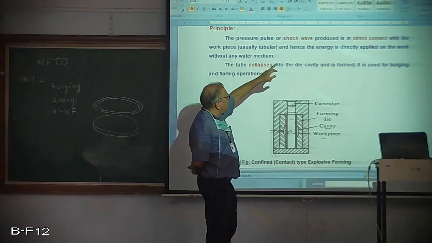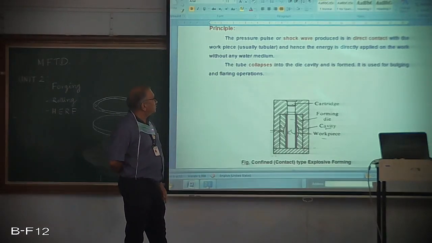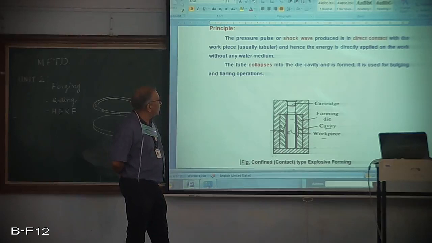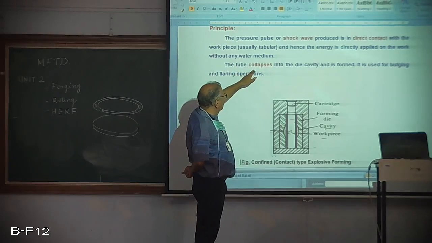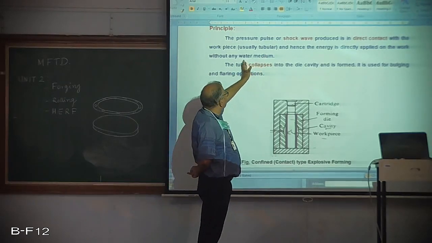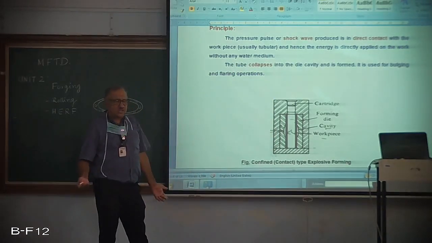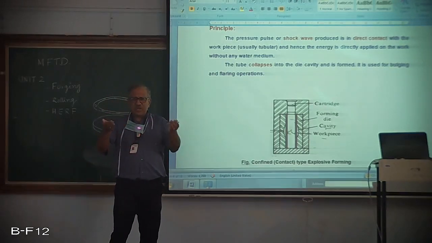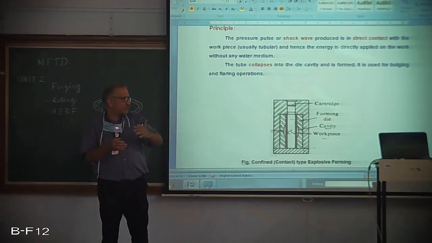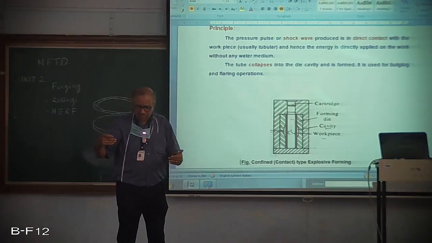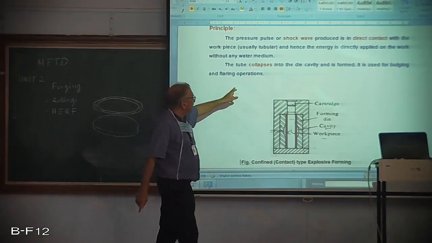So in principle, the energy is directly applied on the work without any water medium. There is no water. And as a result of the shock wave or the pressure wave, the tube collapses into the die and assumes the shape of the die. It can have any shape, like bulging or a change of shape on the outer periphery, to make a certain chemical process or reaction happen, and so on. Okay.